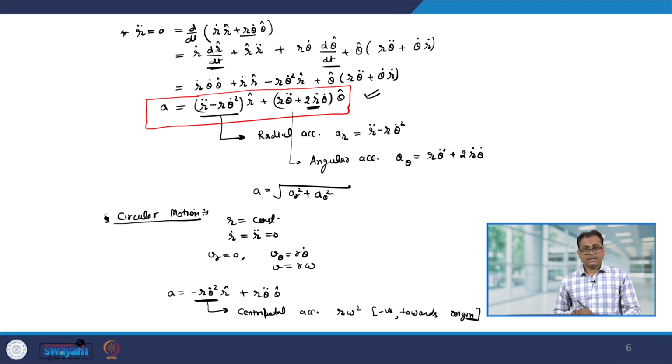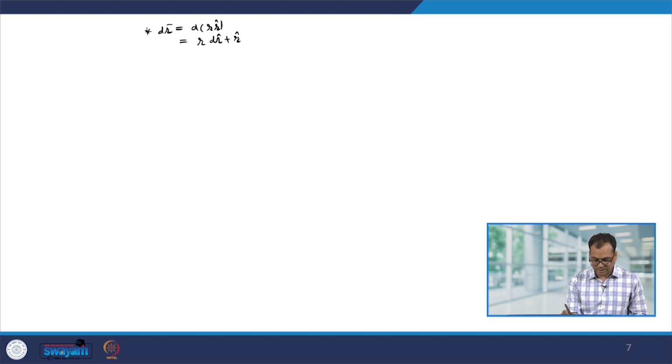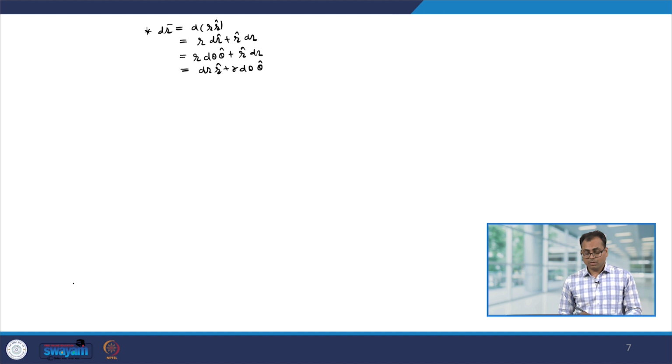Okay. Now, let us come back to the planar polar coordinate system and derive the expression of infinitesimal displacement vector dr, surface area ds. So, dr will be d of r r cap, and it will be first function as it is, differentiation of the second one, plus second function as it is, differentiation of the first one, and this becomes r d theta theta cap plus r cap dr, or I can rewrite it as dr r cap plus r d theta theta cap.